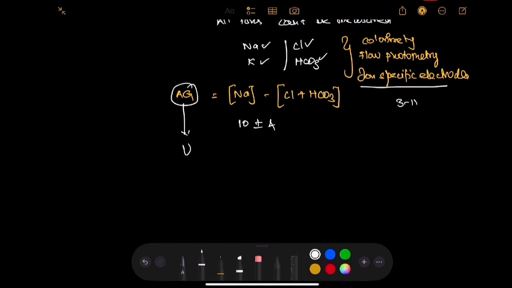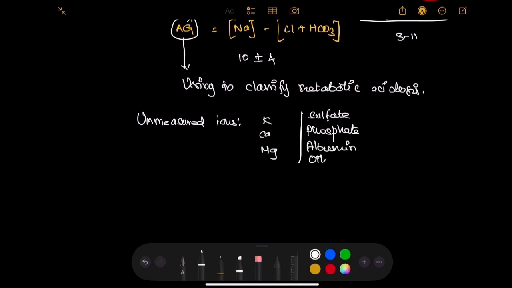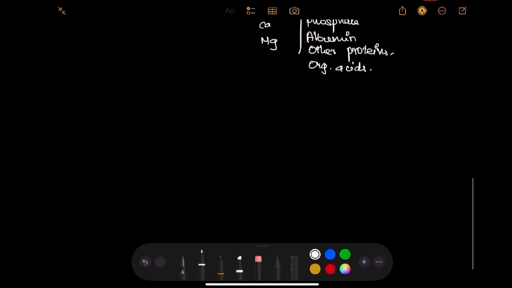But if you measure using the ion-specific electrodes for measuring the electrolytes in ABG, then the anion gap ranges from 3 to 11. It is used to classify metabolic acidosis into high anion gap metabolic acidosis, normal anion gap metabolic acidosis, or low anion gap metabolic acidosis. So then what are the unmeasured anions? The unmeasured ions are potassium, calcium, magnesium, sulfate, phosphate, albumin, other plasma proteins and organic acids. These are all unmeasured.